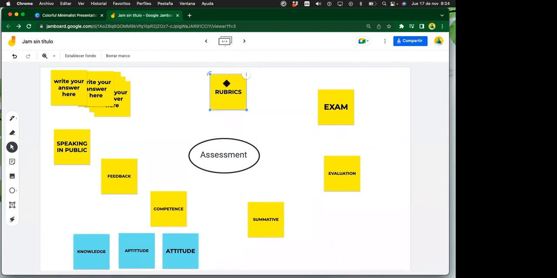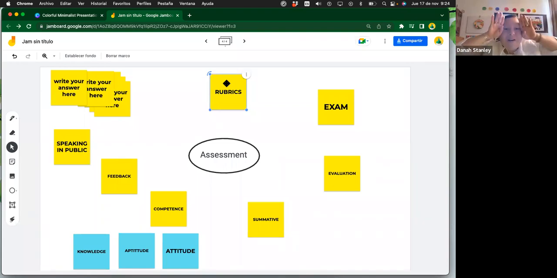Through the aims? Exactly. If I have very clear my objectives, I'm setting standards for my students, if they achieve it or not. And in these rubrics, I can include knowledge, aptitude, and attitude.